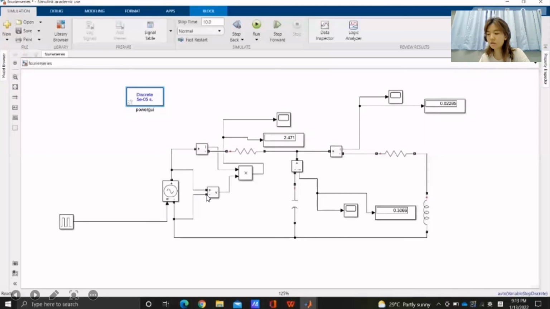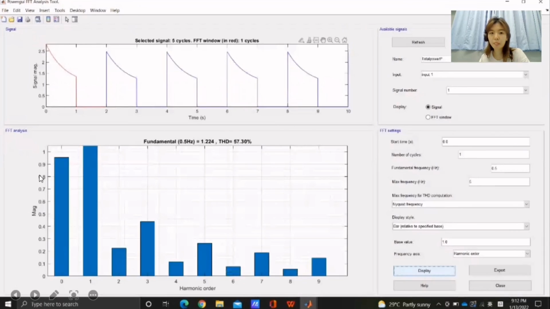And this is the circuit for the total power, which the value is 2.47 watts. And for its diagram, the power decreases with the increasing odd or even number, and the power value at even numbers is always lower than that at odd numbers.